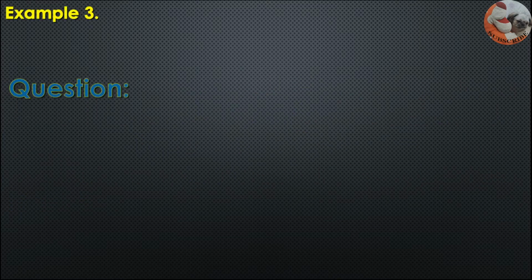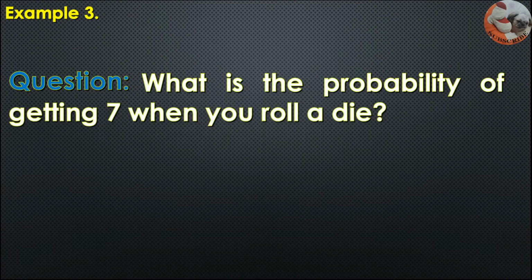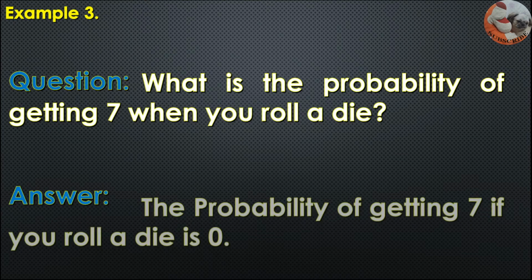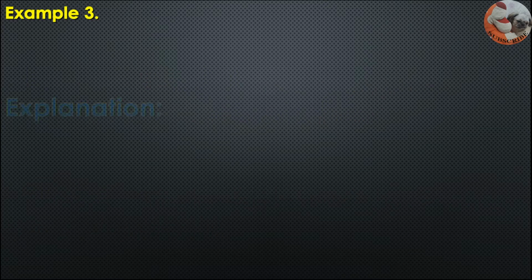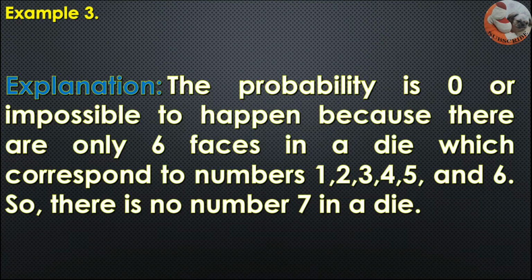Example 3. Question: what is the probability of getting 7 when you roll a die? Answer: the probability of getting 7 if you roll a die is 0. Explanation: the probability is 0 or impossible to happen because there are only 6 faces in a die, which correspond to numbers 1, 2, 3, 4, 5, and 6. So, there is no number 7 in a die.